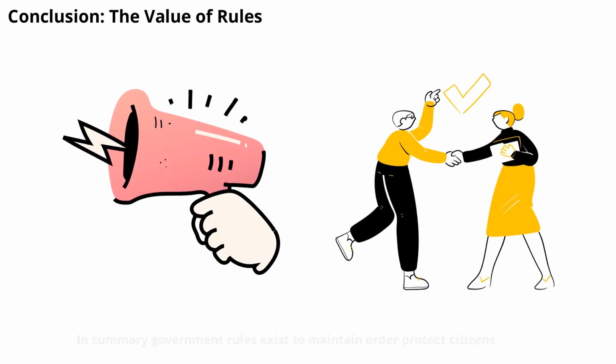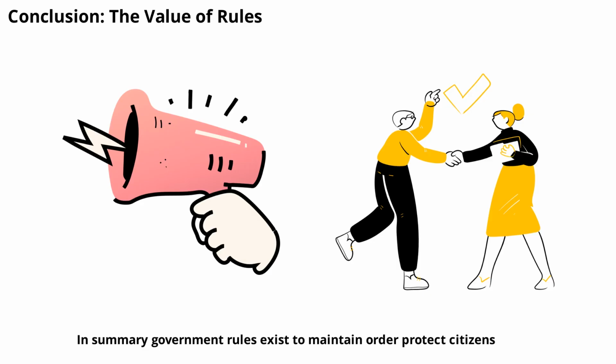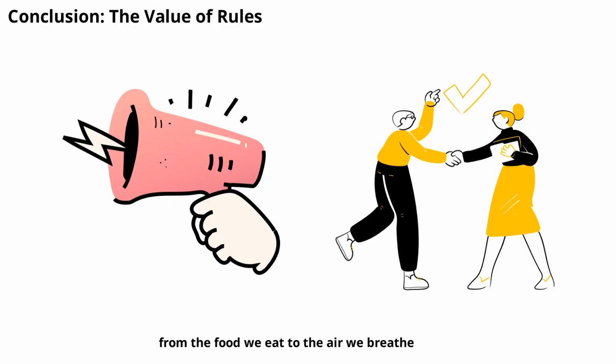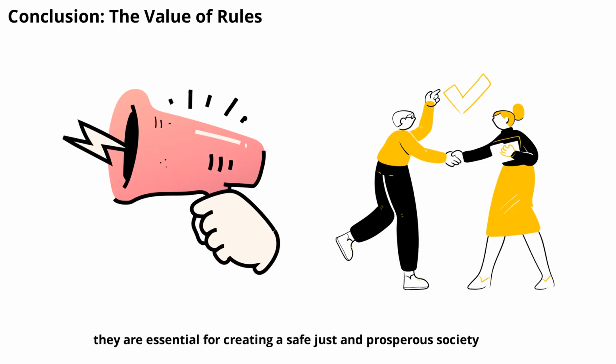In summary, government rules exist to maintain order, protect citizens, ensure fairness, and promote the common good. They touch every aspect of our lives, from the food we eat to the air we breathe. While rules can sometimes feel restrictive, they are essential for creating a safe, just, and prosperous society. By understanding why government rules exist, we can better appreciate their role and work together to build a better future.